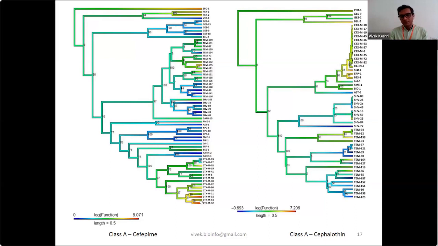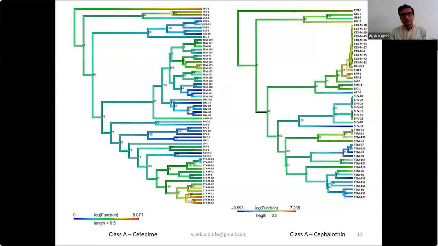So it means that if two sequences are closely related, here in this clade, if we consider this clade, some sequences are moderately resistant and some sequences are highly resistant. It means their sequences are very similar because they belong to the same clade, but during their functional evolution, their function changed.